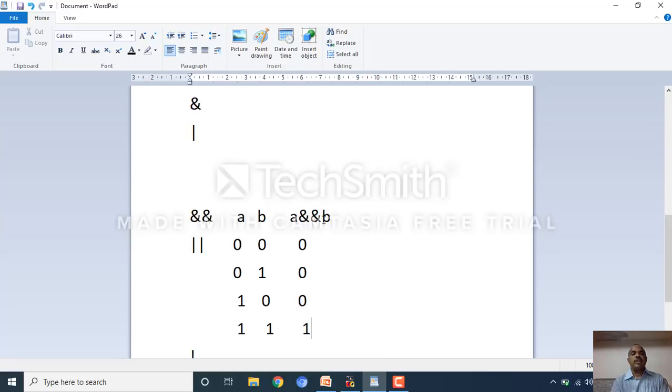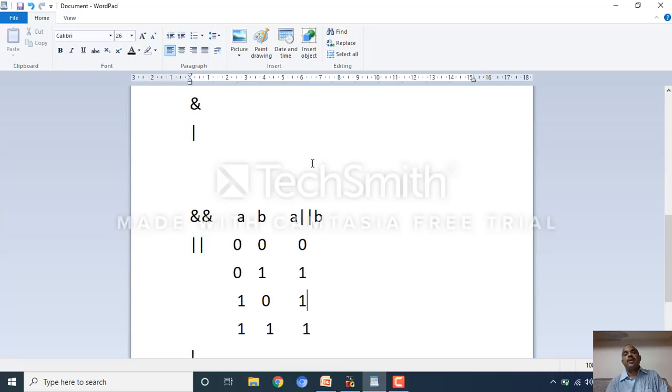Then the next one is the logical OR operator. This is 0, 0, 0. Next 1. Next is also 1. Next 1. So in this logical OR operator, if all the input expressions are false, the output is false. Otherwise, true. If your first input expression is false and the second input expression is true, then the output is true. If the first input expression is true and the second one is false, then the output is true. Then true, true, then true.